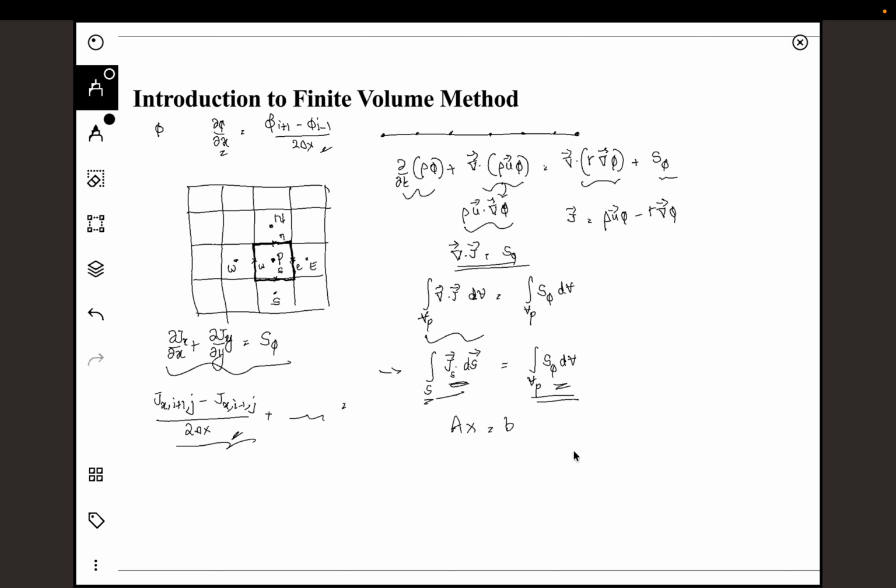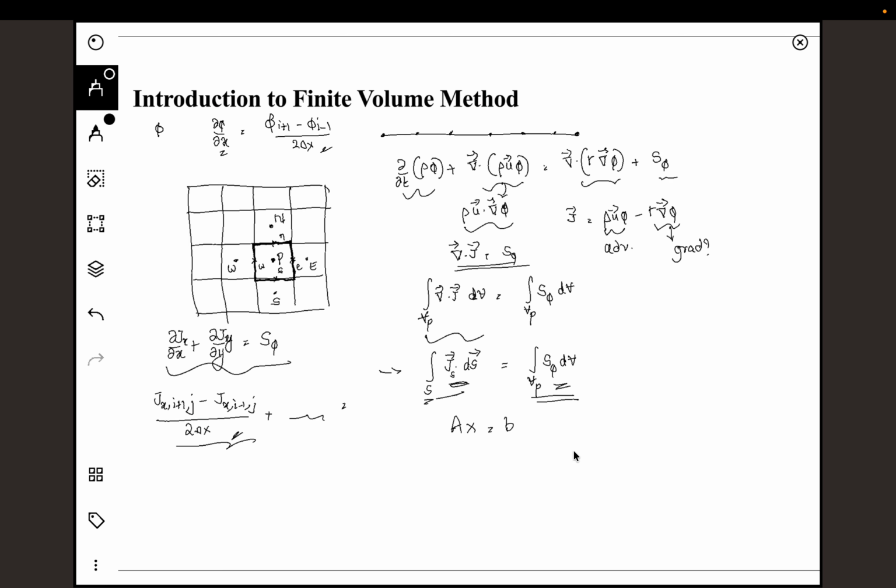And then there are other terms. This J is basically the term that is here. It has two terms: the advection term and the diffusion term. Within the diffusion, I have a gradient that I need to calculate or estimate. And then here there is a u times phi. This is the advection term that we have.